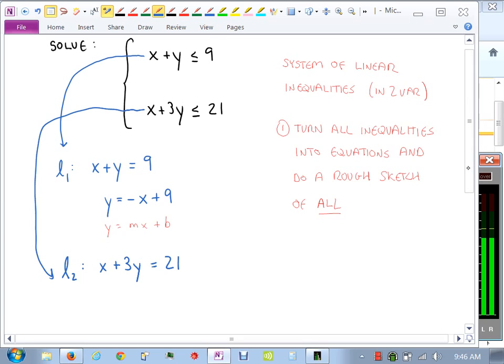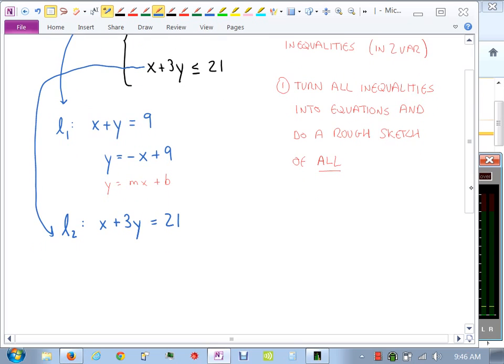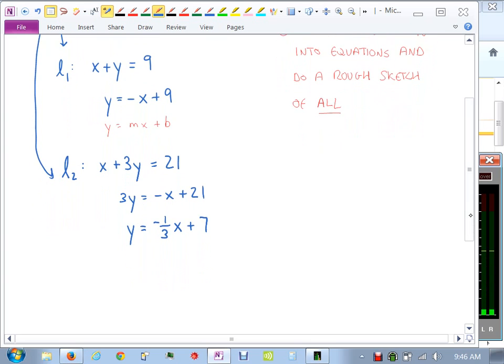All right, so here's my next one. I change my inequality to an equation. I move my x to the other side, but there's one additional step I need to take. What is it? Divide everything by 3. So I'm going to have y equals, the way I'm going to write this is negative 1/3 x plus 7. Do you all agree?